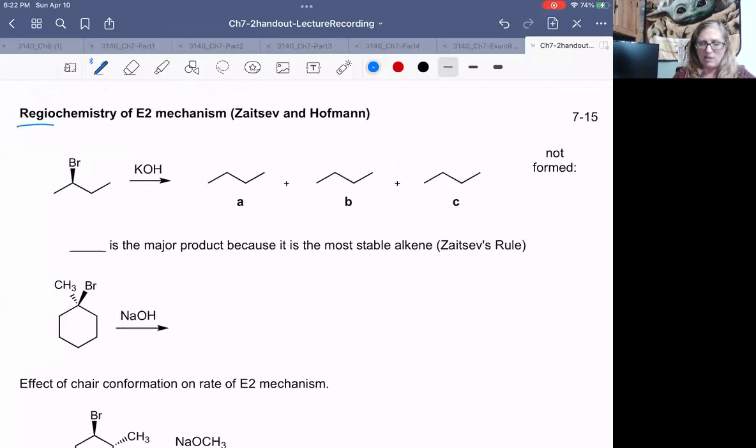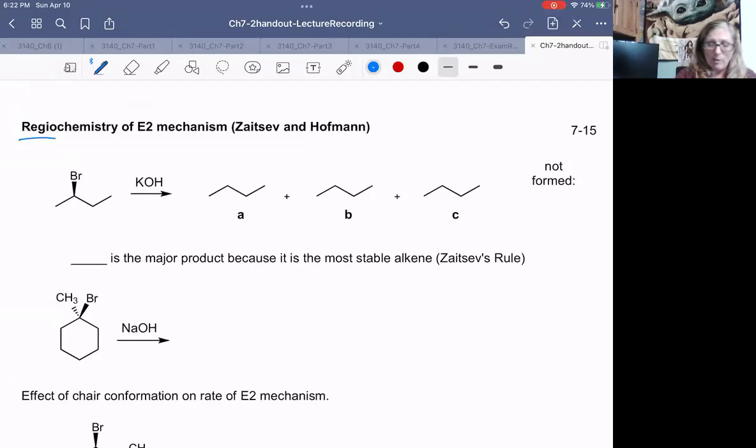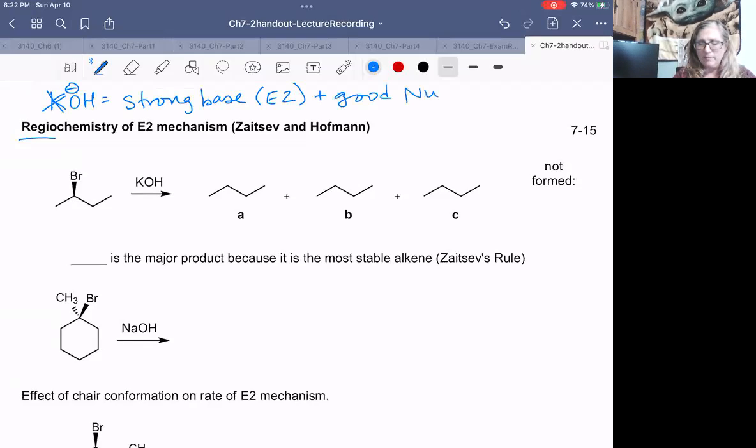Let's say we react this alkyl halide with KOH. Now, what do we know about KOH and the potential reactions that KOH can do? Is it an acid, base, nucleophile, electrophile? What do we expect for KOH? That is hydroxide. And so hydroxide is a strong base, which means one mechanism it could do is the E2 elimination. But it's also a good nucleophile, a strong nucleophile.